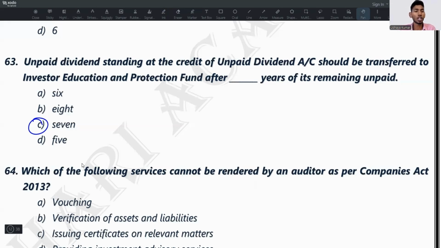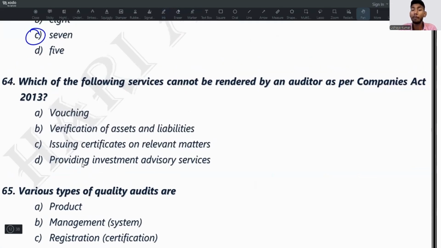Clear? So moving to the question number 64. Which of the following services cannot be rendered by an auditor as per Companies Act 2013? Services cannot be rendered. 144. Try to recollect. Providing investment advisory services. It's like already elimination method.